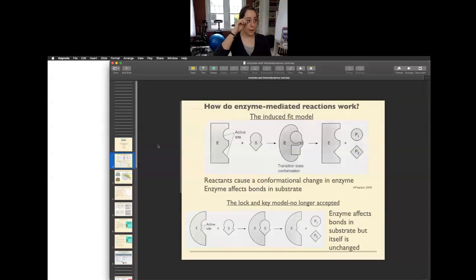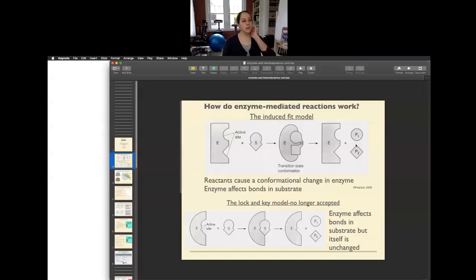Today we're going to start talking more about enzymes and how they pertain to our discussion of thermodynamics that we did on Monday. Now, we have talked about enzymes for a while. We've talked about different reactions that enzymes perform, and we have talked about the connection between structure and function.